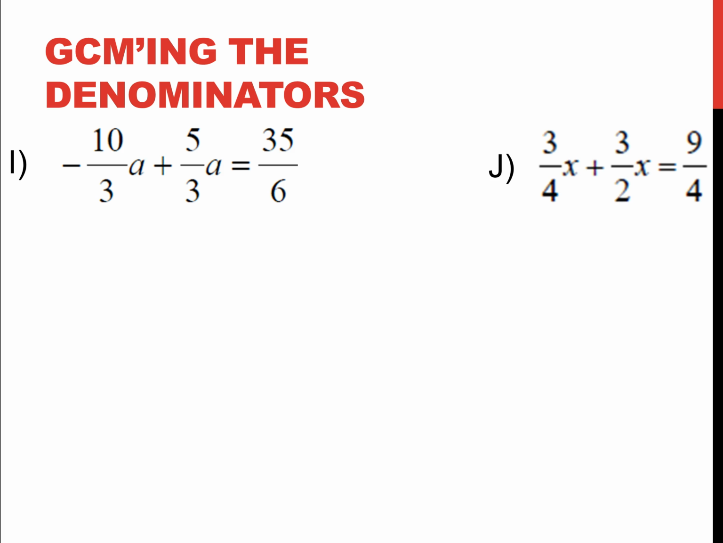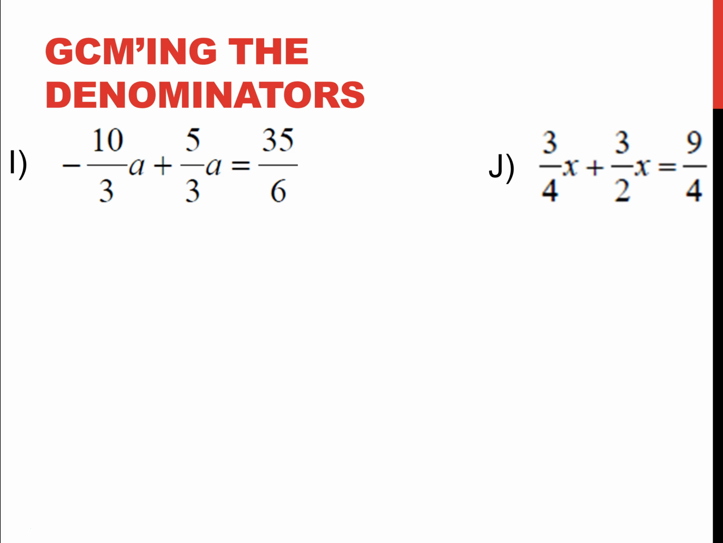So how am I going to tackle this problem? So the key is, all right, my problem. Let's go back. My problem I is negative 10 thirds times A plus 5 thirds times A equals 35 sixths. Or, said a different way, negative 10 over 3 times A plus 5 over 3 times A equals 35 over 6.